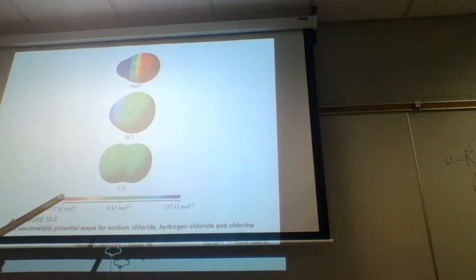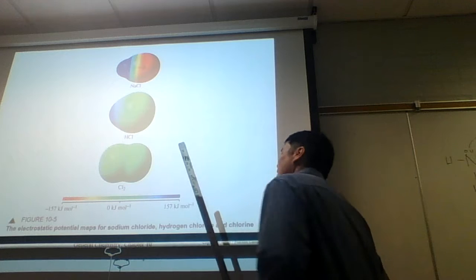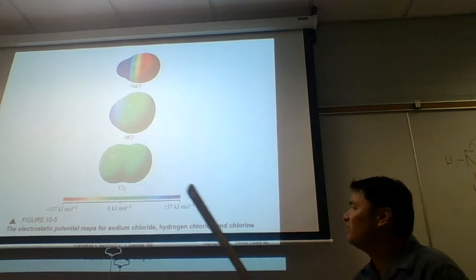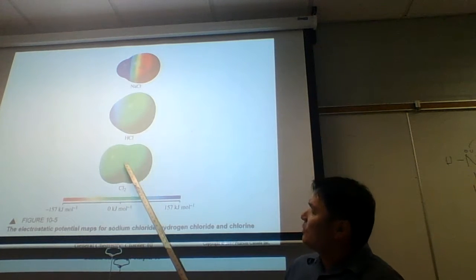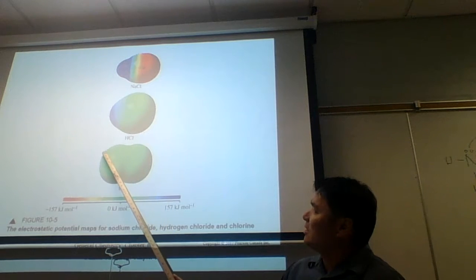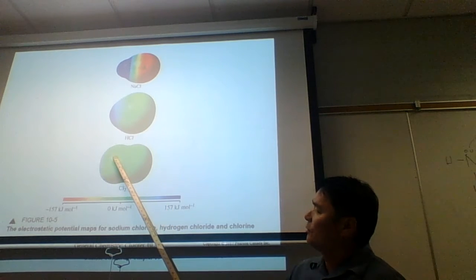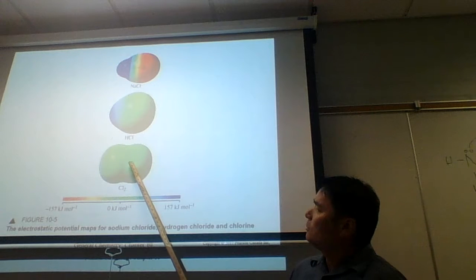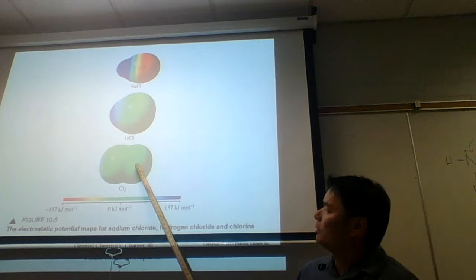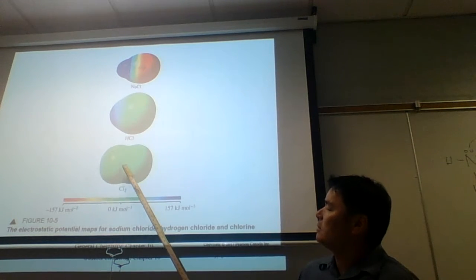So we can see it here. We can see the different types of bonding, the result depending on this. If you look at chlorine, chlorine's green, so the electron clouds spread pretty evenly throughout the chlorine molecule. And so what we call this bond is a nonpolar covalent bond, Cl2.